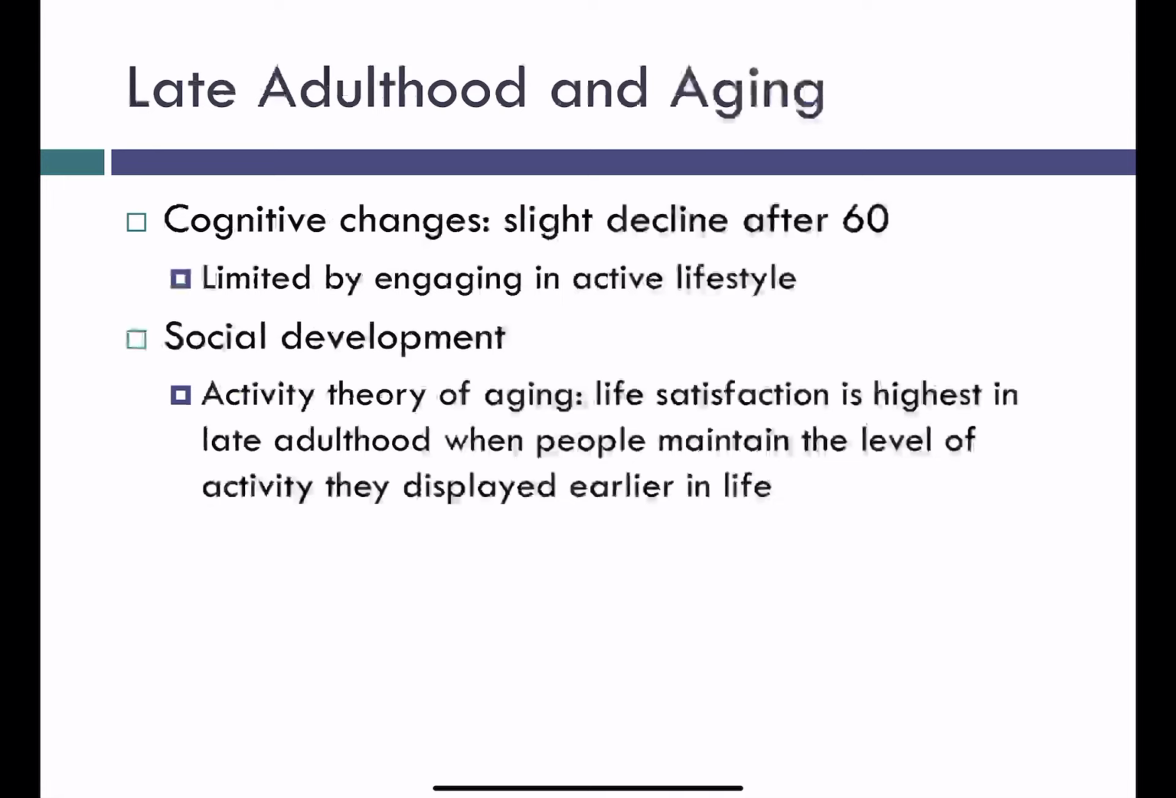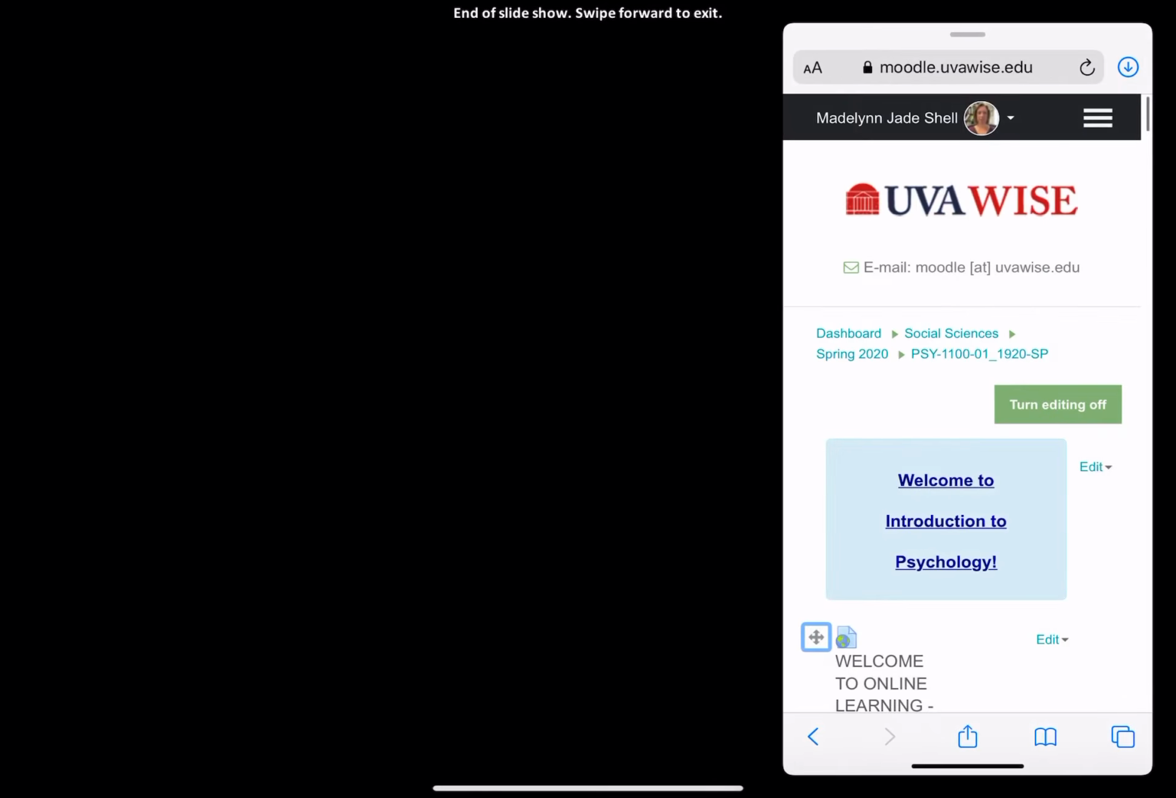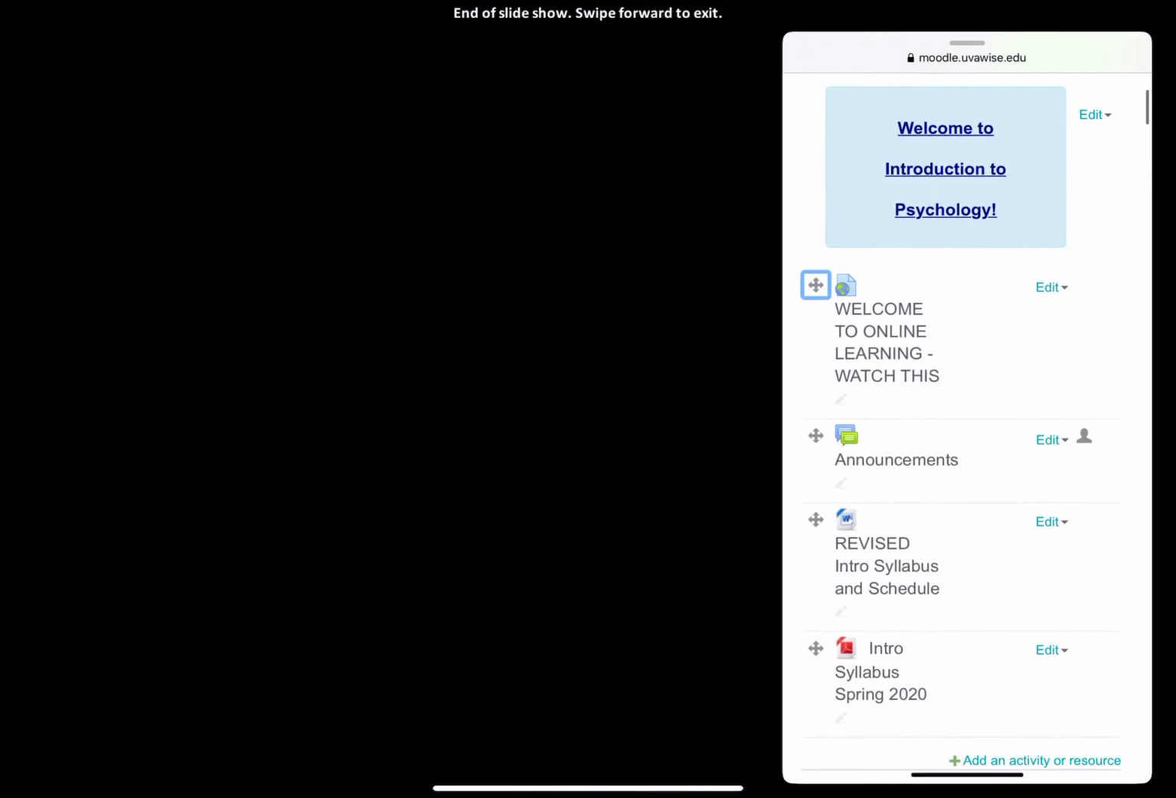So there's certainly evidence for limitations, but we seem to see support for this activity theory of aging in all areas, where individuals can minimize their decline with age as long as they continue the same kind of lifestyle they had before. So they need to continue doing things that are stimulating and exciting, and that increases life satisfaction as well as cognitive development. So that is it for lifespan development.